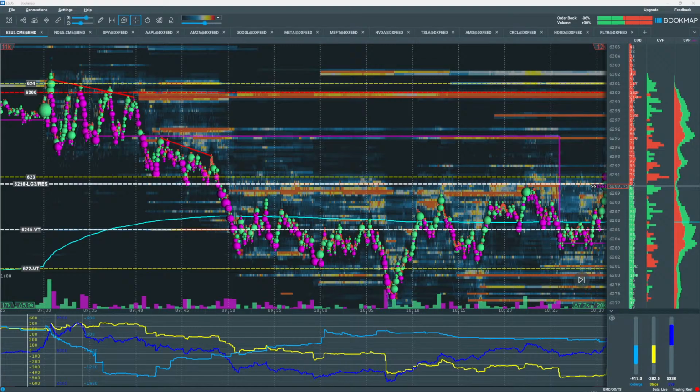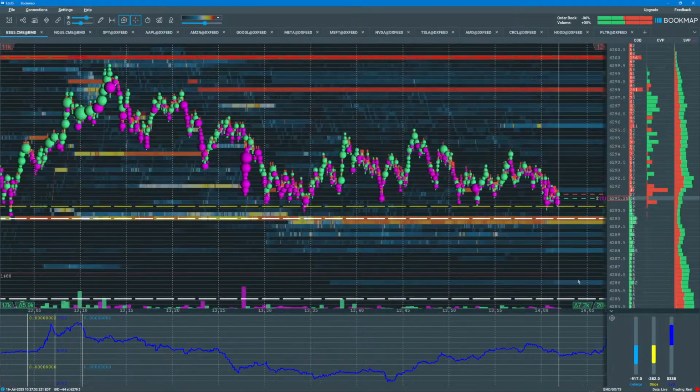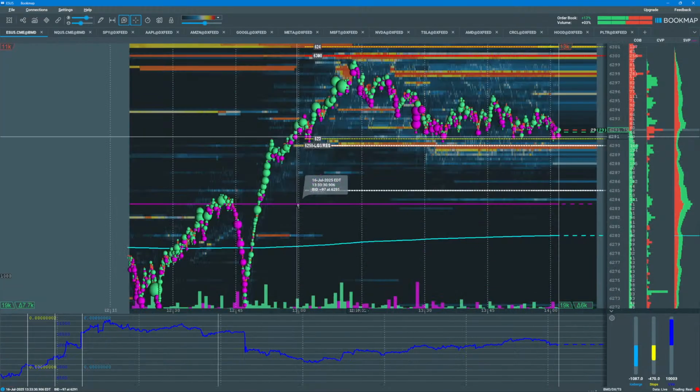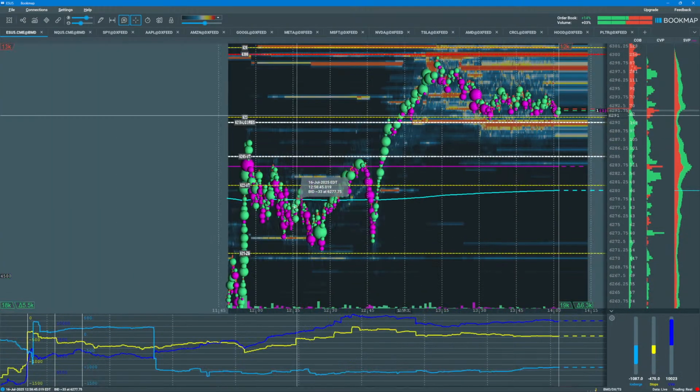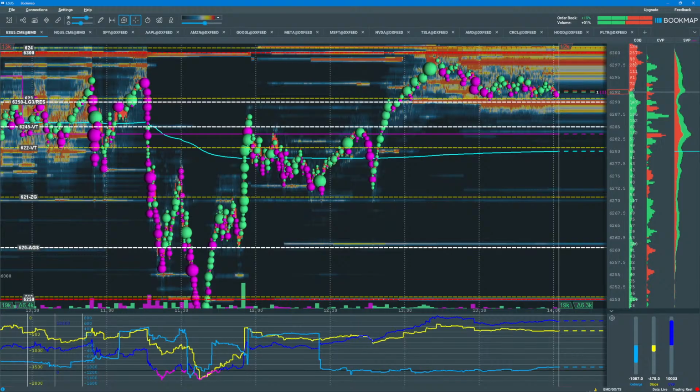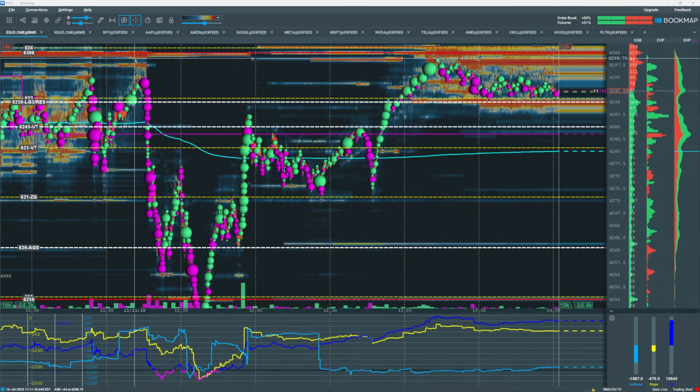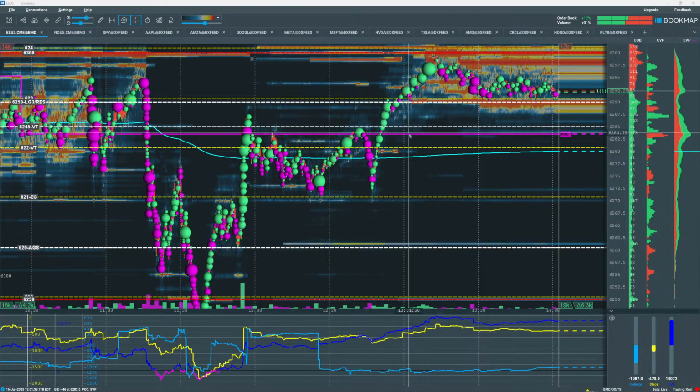All right, so that was pretty clear this morning. And then after that, it's just been pretty choppy in the indexes. Again, very headline-driven market today. News, more news, more news. All right, so we'll take a look at the live market in just a few minutes.